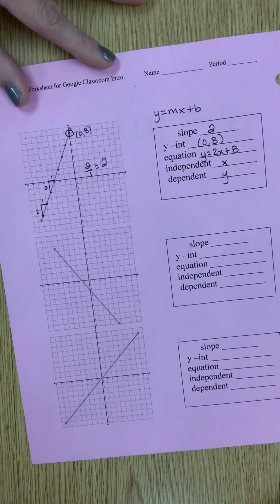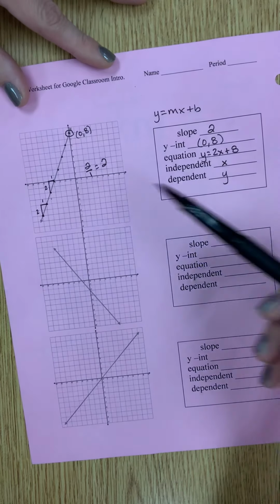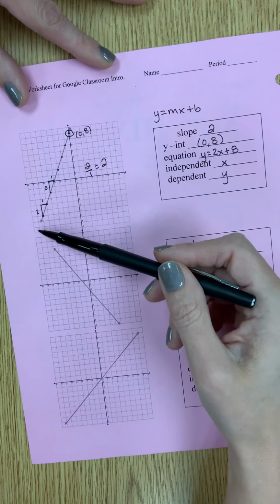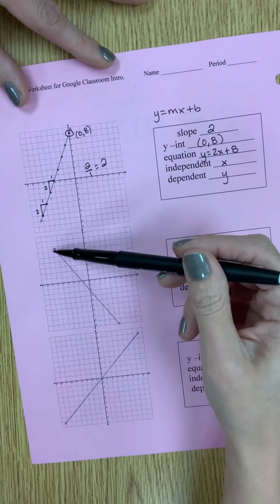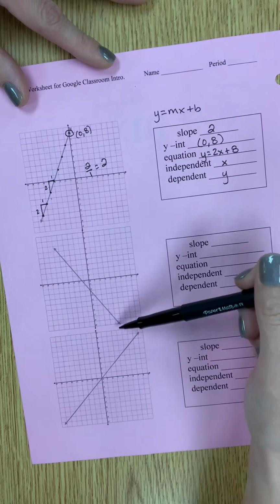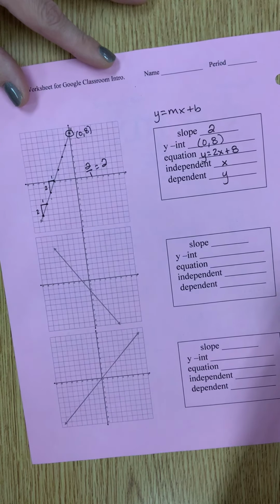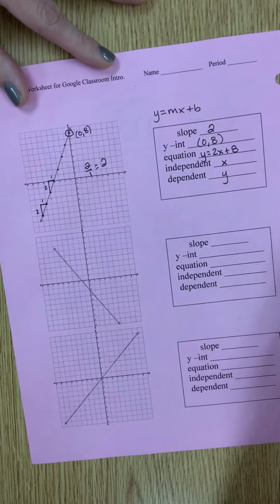Make sure the first thing you check out, though, is the direction of the graph. Notice this one, the first one, is going up from left to right, where the second one that you're working on now is going down from left to right. So please make sure you change the slope accordingly. When you're finished with this whole worksheet, bring it up to me and we'll check your answers.